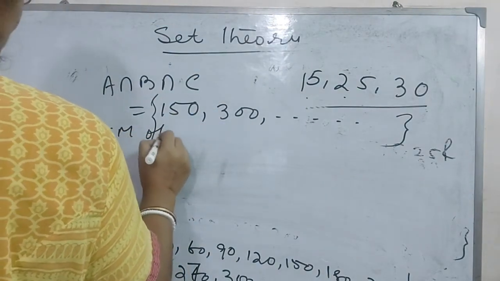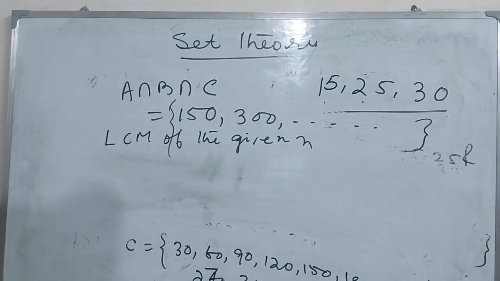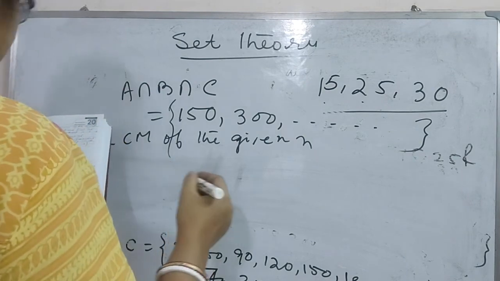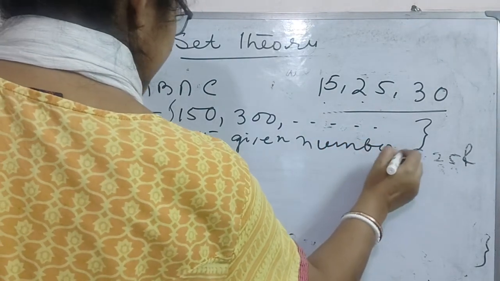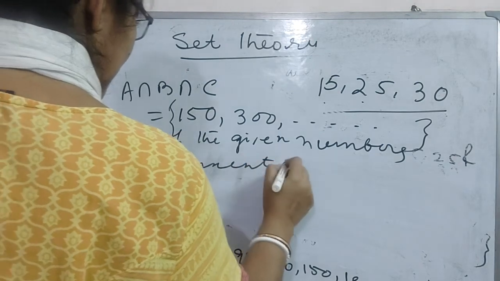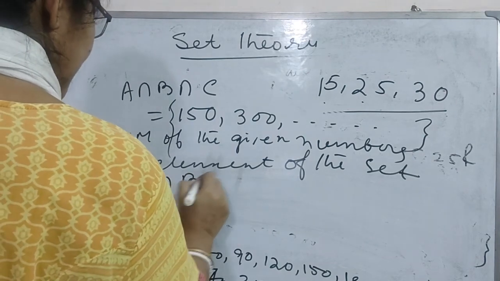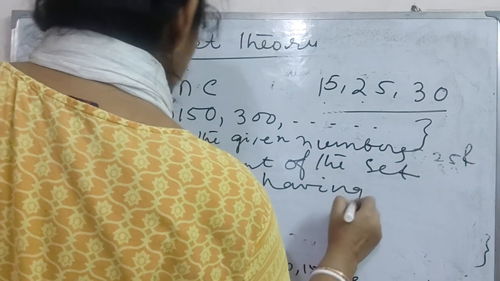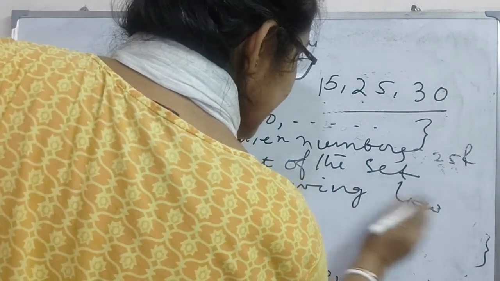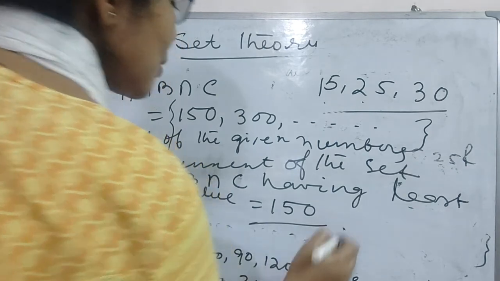Clearly, the LCM of the given three numbers is the element of the set A intersection B intersection C having the least value, that is equal to 150. So the LCM is 150.